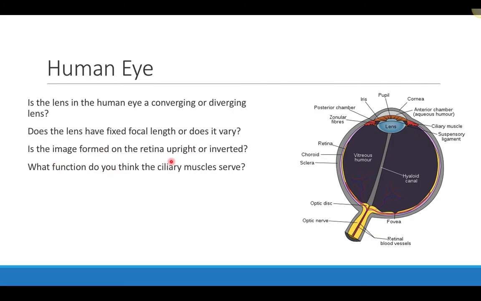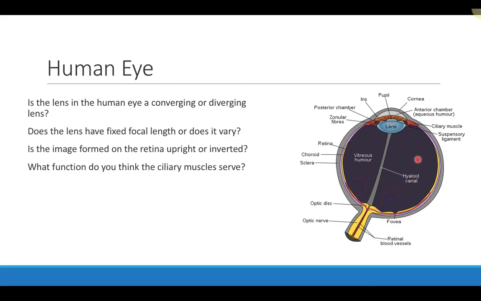The image that's formed on the retina is inverted because all real images formed by lenses are inverted, and our brain just interprets that and switches it around. The other thing I mentioned a second ago is the ciliary muscles, and what function do they serve? Well, they hold the lens in place, but they also adjust the shape of the lens. By changing that shape, you change the focal length of the lens, which allows you to focus on things that are farther away and also things that are a little bit closer.